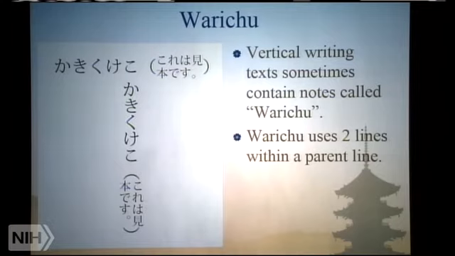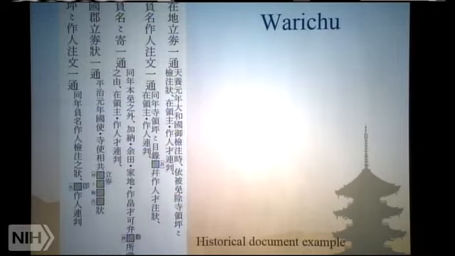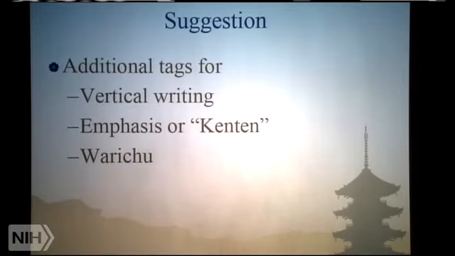Warichu is a short note inserted within a sentence in 2 lines, typically with parentheses. This is often used in humanities scholarly publications, and Warichu has been supported by MS Word. This is an actual historical document example. Collectively, international articles need these additional tags for vertical writing, emphasis content, and Warichu.